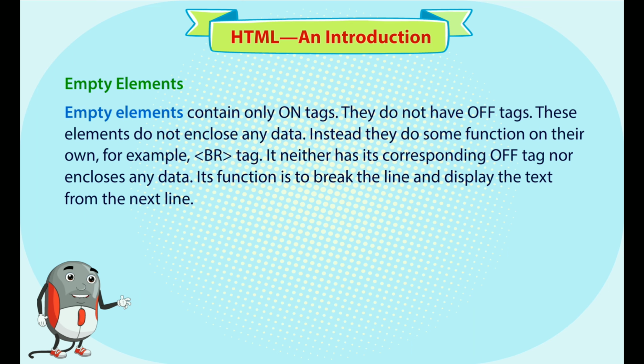Empty elements. Empty elements contain only on tags. They do not have off tags. These elements do not enclose any data. Instead, they do some function on their own. For example, the BR tag. It neither has its corresponding off tag nor encloses any data. Its function is to break the line and display the text from the next line.